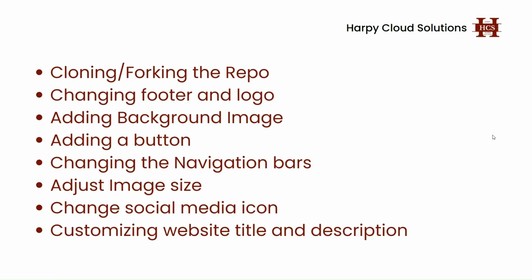For example, we're going to be cloning or forking a repo from Astrowind. To be able to create the Astro website, there's a template provided by Astrowind, which we're going to start by cloning, and then we will make some changes to customize the environment to suit our personal needs. The areas that we're going to look at are how to change the footer and the logo.